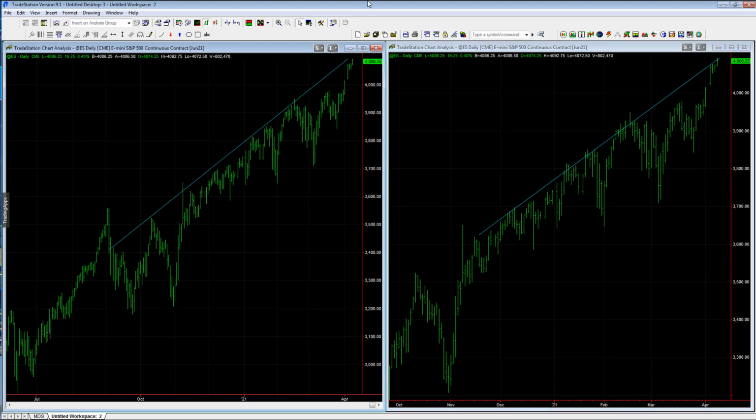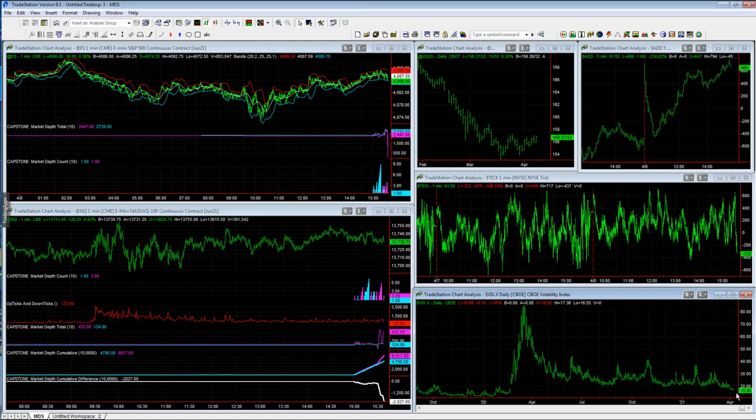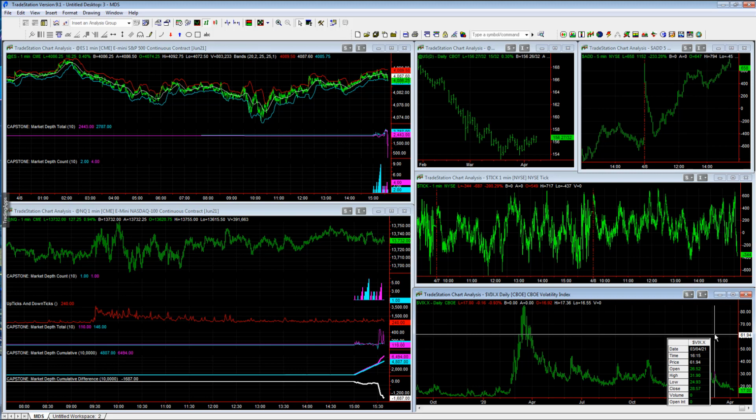This is slow melt-up mode. We've seen this movie before. The VIX trading below 17 has lost about half its value since this peak here. This peak right here is 31.90 on March the 4th. It's right at 17 now, so not quite half its value, but close to half its value.